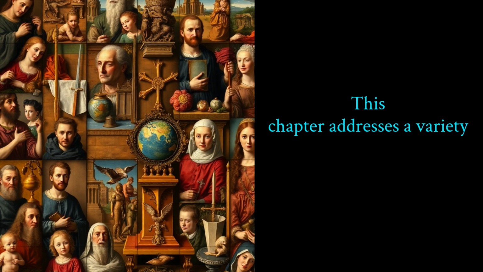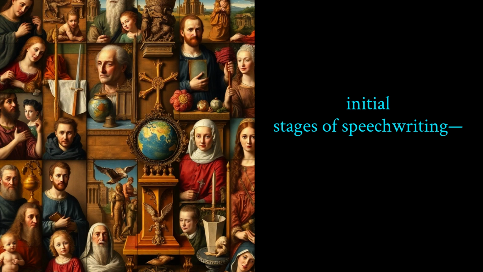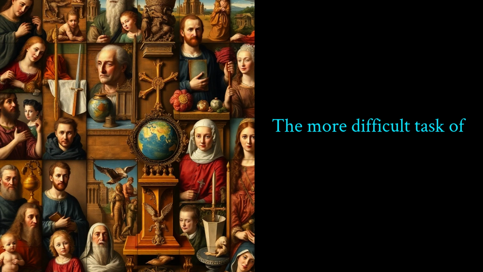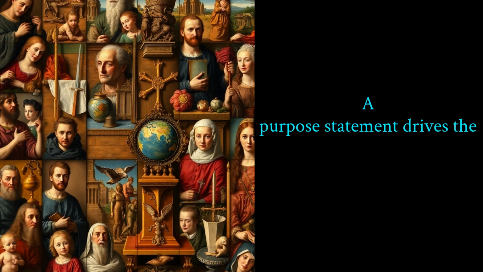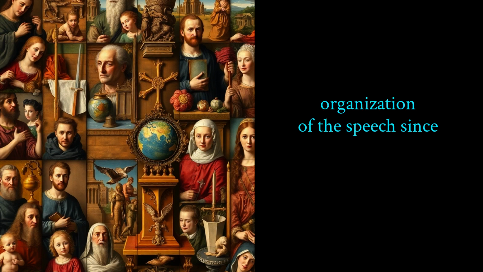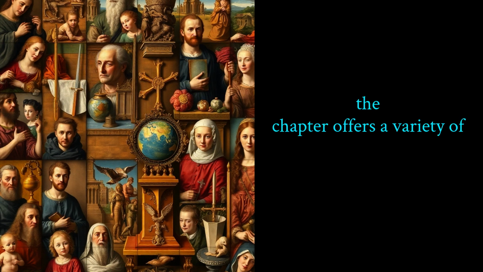This chapter addresses a variety of strategies needed to craft the body of public speeches. The chapter begins at the initial stages of speech writing, selecting an important and relevant topic for your audience. The more difficult task of formulating a purpose statement is discussed next. A purpose statement drives the organization of the speech since different purposes, e.g., informational or persuasive, necessitate different types of evidence and presentation styles. Next, the chapter offers a variety of organizational strategies for the body of your speech.